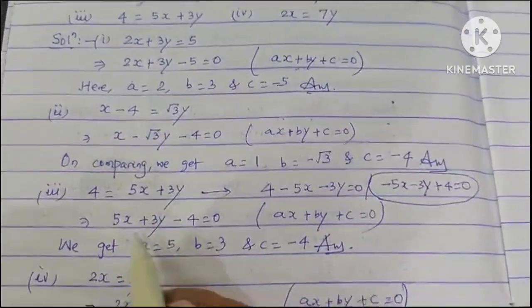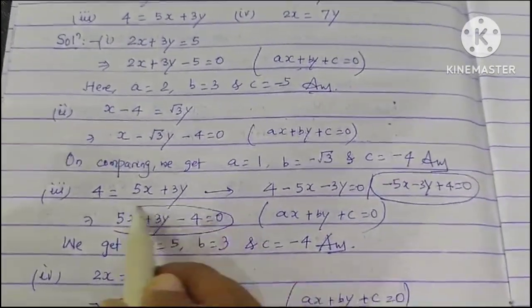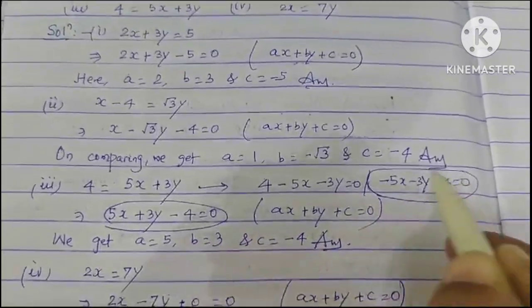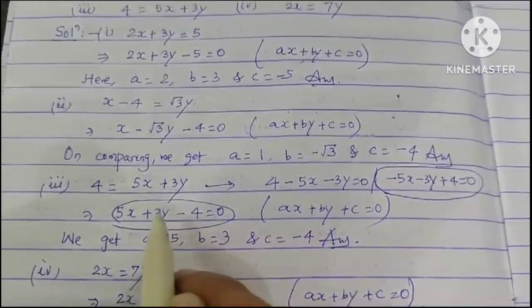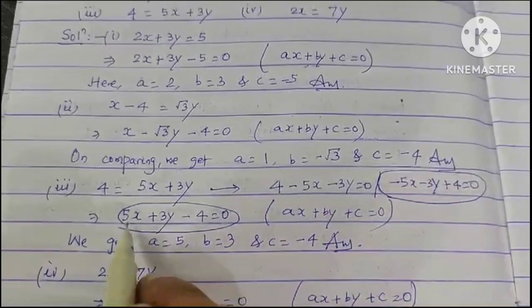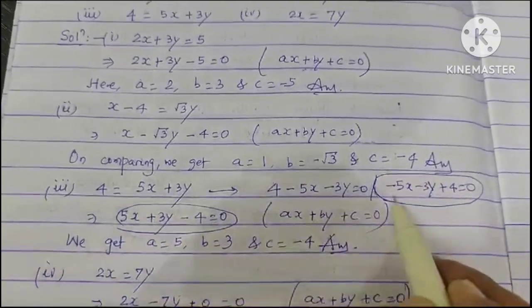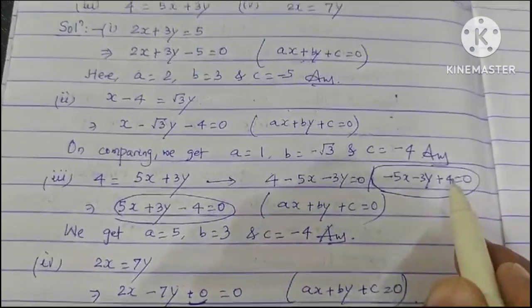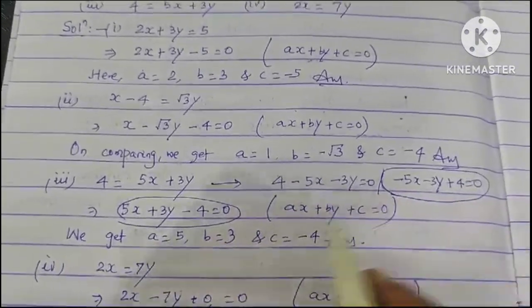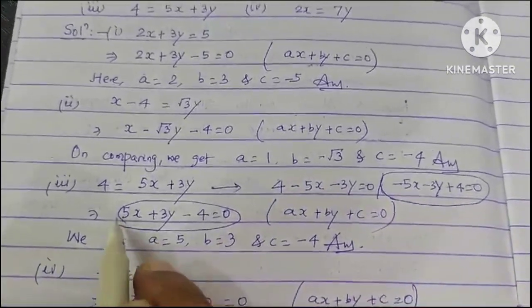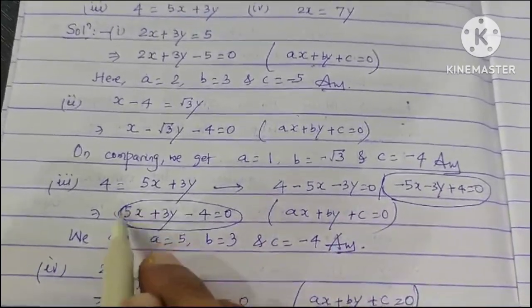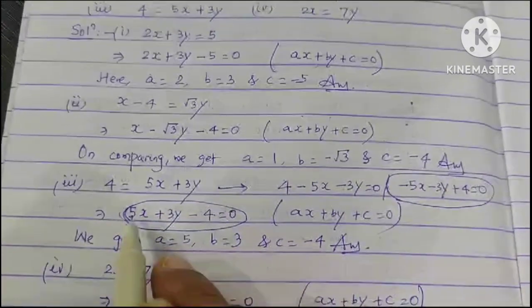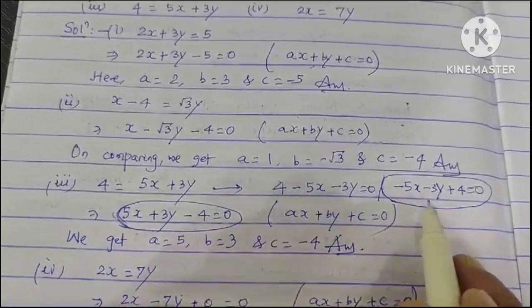So 5x plus 3y minus 4 equal to 0, and also this one, both of these are correct. This equation can be written in two forms: 5x plus 3y minus 4 equal to 0 and minus 5x minus 3y plus 4 equal to 0. When you analyze these two equations, you find that we have multiplied this by minus 1. So if you multiply this by minus 1, you will get this one.